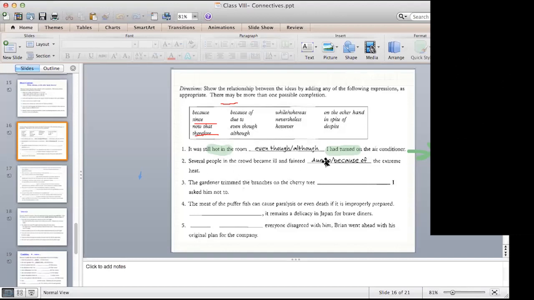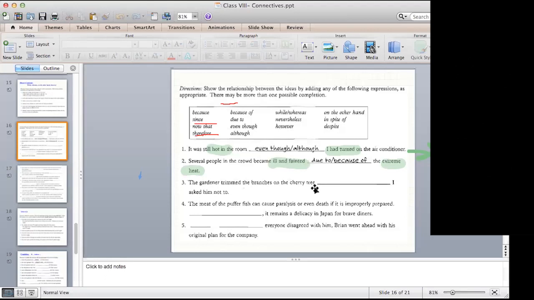Now, it's your turn, my turn actually today. The gardener trimmed the branches on the cherry tree. I asked him not to. The gardener trimmed the branches. He cut off the branches on the cherry tree. I asked him not to do that. So there is contrast. So which one should we use here? We are going to use although, or even though, or even if. Okay?